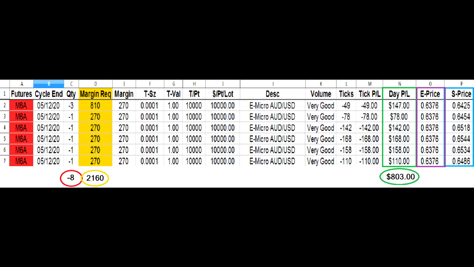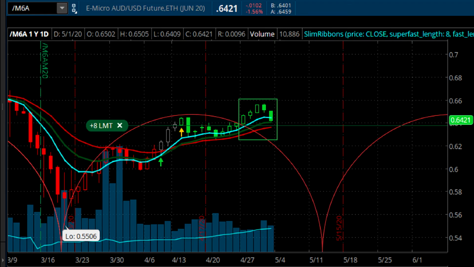Okay. Let's look at the next frame. So this is the same product we were just looking at on the spreadsheet. This is just a chart. This is the eMicro Aussie US dollar, M6A. You'll notice in the middle of the screen you see a green rectangle. So there's 5 candlesticks, which just represent pricing. If you're not familiar with candlesticks, you can go and Google that or your favorite search and look up candlesticks.